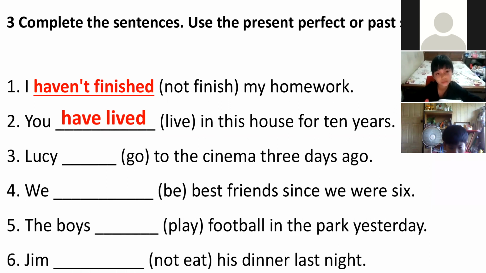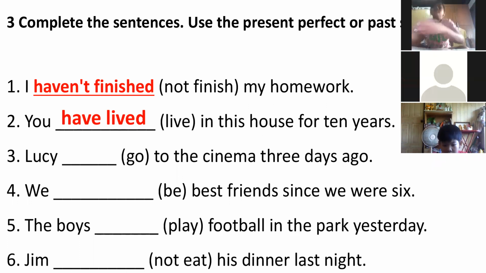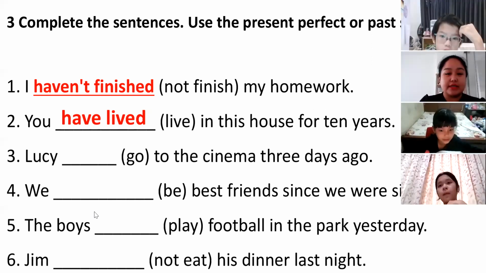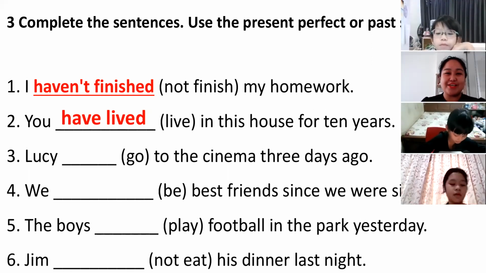How about the past tense? Go is an example of irregular verbs. Irregular verbs. So what is the past tense of go? Went. Okay, very good. Thank you for raising your hand, Sawish.